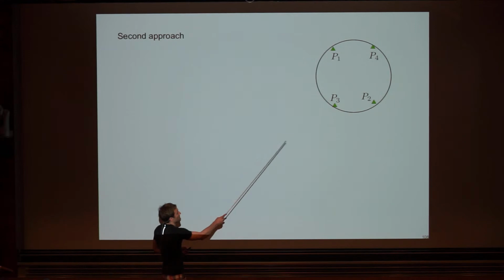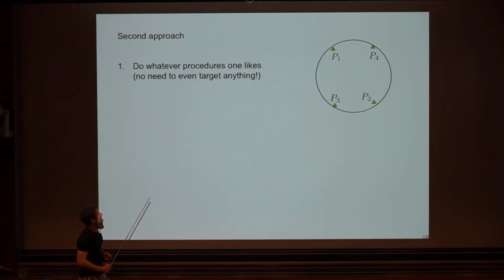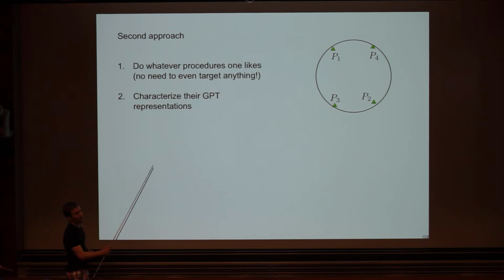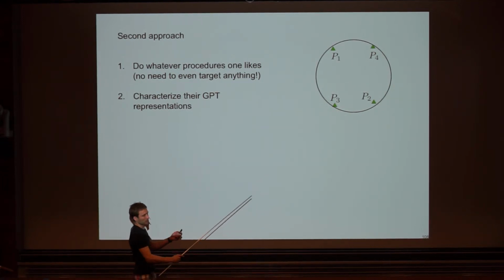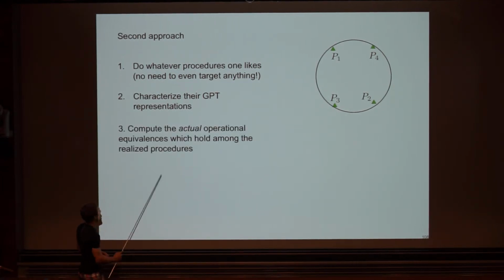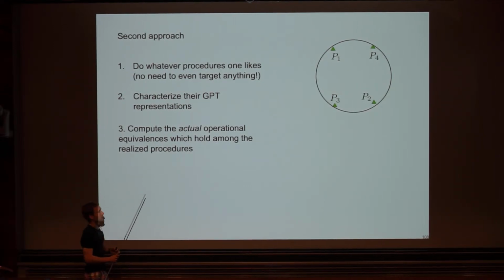So imagine you've done these same 4 preparations that I mentioned. And the point is, you don't have to target any specific operational equivalences. You could just go to the lab and do whatever you want. Do as many state preparations as you possibly can, and just characterize where they live in the GPT. So if you've characterized that these are your 4 quantum states that you've implemented, and you know their Bloch sphere coordinates, for example, then you can just compute the actual operational equivalences which hold among them. Don't just assume that they're going to be equal mixtures.